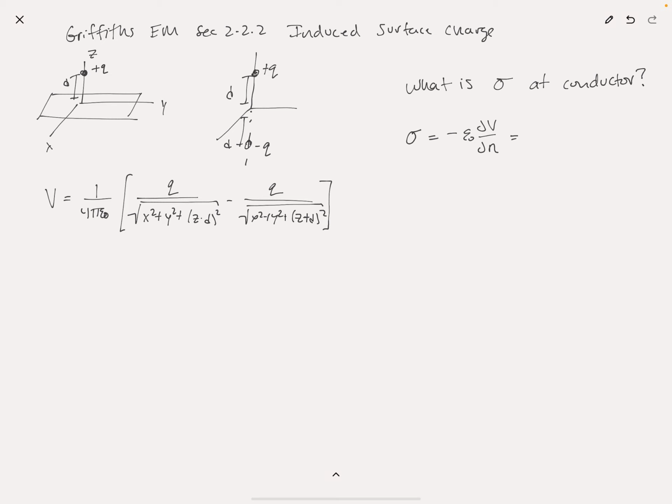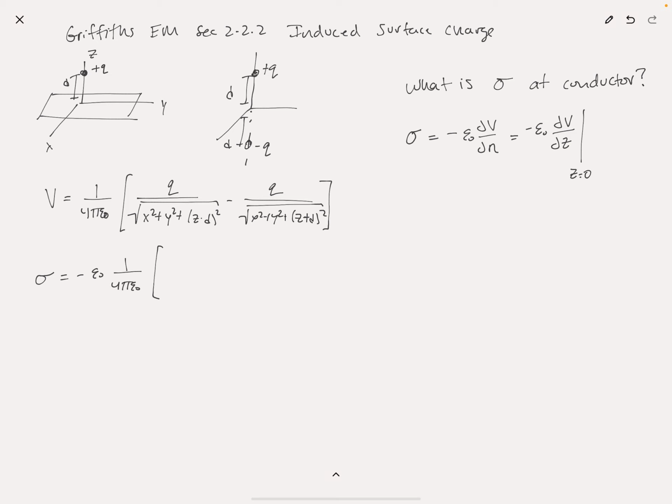Since the direction normal to our surface is the z-axis, we can take this derivative of our potential with respect to z. And the surface charge density exists at the surface, which is at z equals 0. So we have to evaluate this derivative with respect to z, then set z equal to 0, and we can get our surface charge density. Here is minus epsilon naught times the derivative of the potential above. It's 1 over 4 pi epsilon naught.